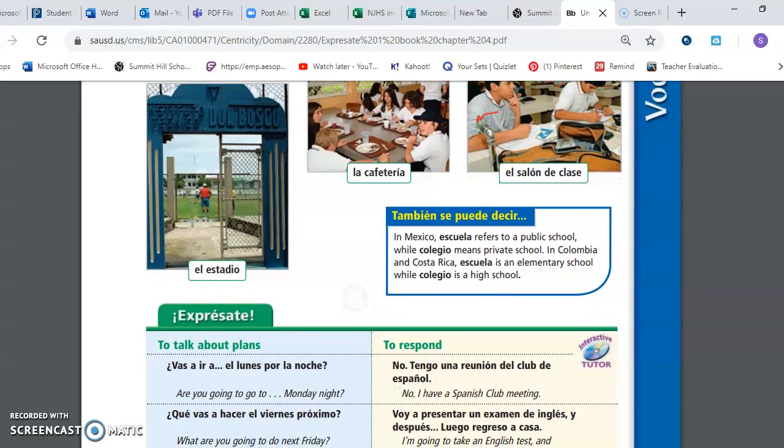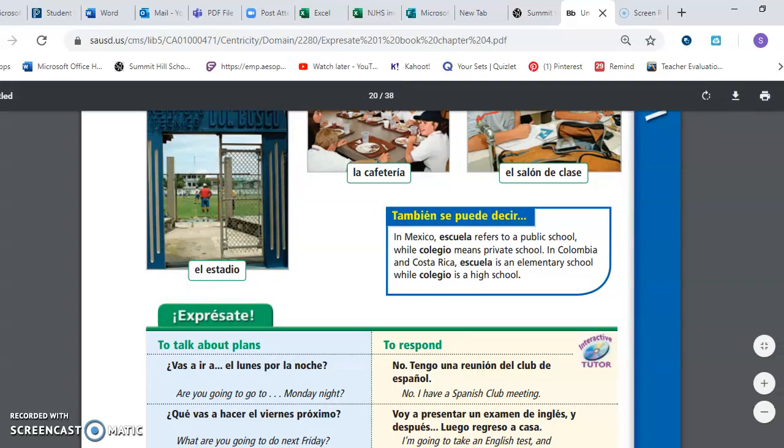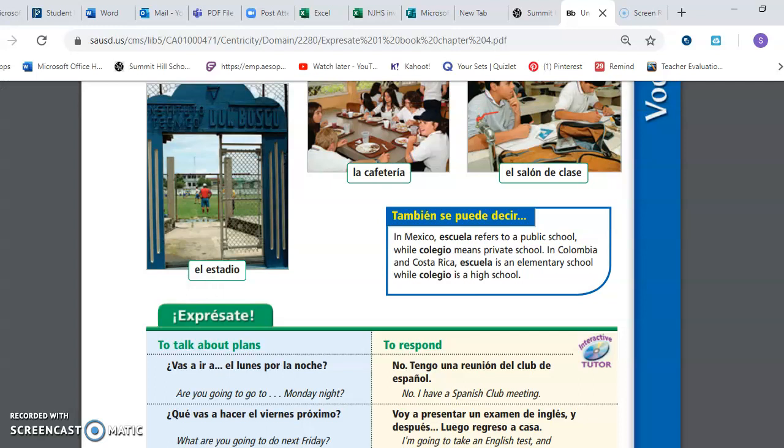Contraction, right? Because you cannot have the a with another vowel. Al estadio el lunes por la noche. So we're using a place in the blank section. To respond to that, you will say, no, tengo una reunión del Club de Español. Try to repeat after me. No, tengo una reunión del Club de Español. No, I have a meeting for Spanish Club.